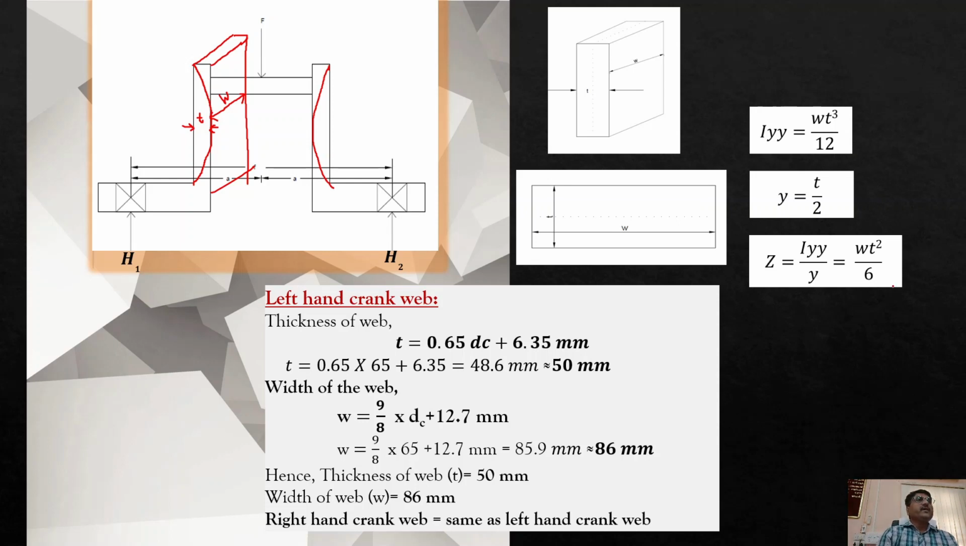Okay, so let's find out the modulus of section for calculating the induced bending stress. Modulus of section is given by the second moment of inertia, that is Iyy by y. Y is the distance of the neutral axis from the extreme fiber. Here it is a rectangular section, so Iyy will be Wt cube by 12 and y equal to t by 2. So Z will be Wt cube by 12 divided by t by 2, which is Wt square by 6.